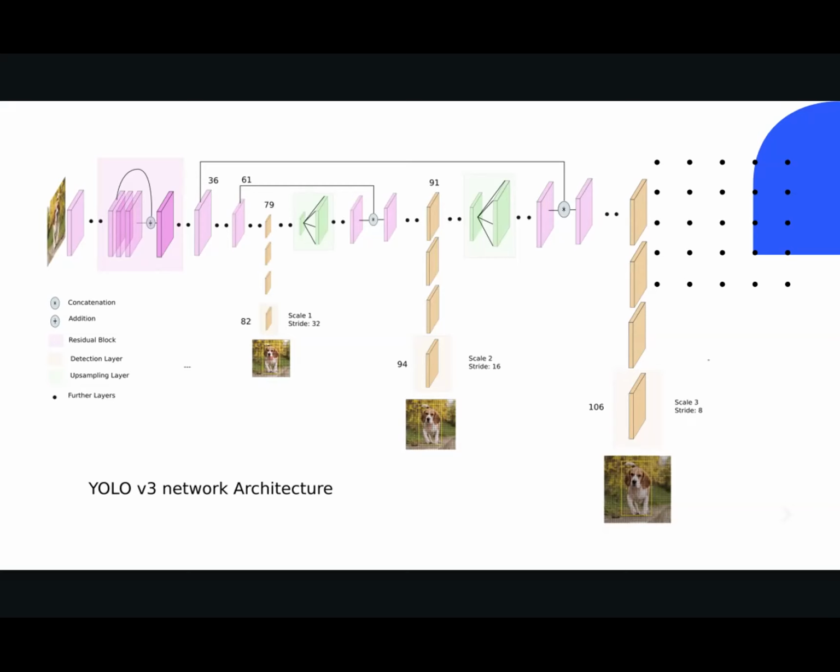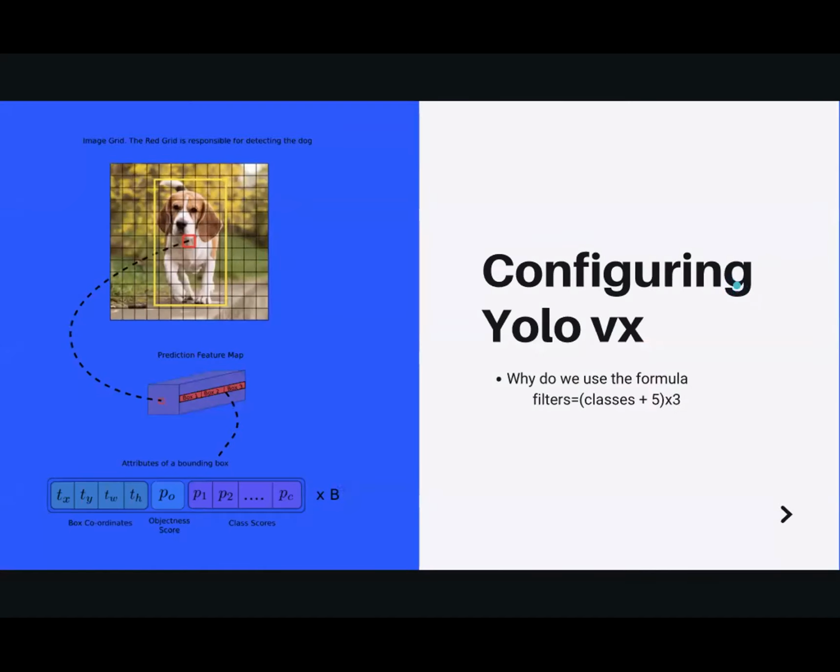So this is YOLO, very simple architecture. First it starts with large objects, then it goes to medium, and then it goes to small. The architecture contains lots of basic convolutional layers plus upscaling layers. We have seen what upscaling layers are. Now the last part of the YOLO architecture is to understand the final detection part. So what is happening at each scale? Here we will see exactly what is happening.